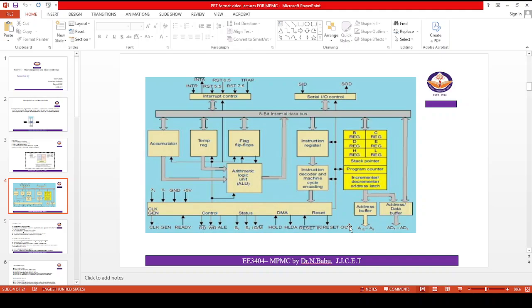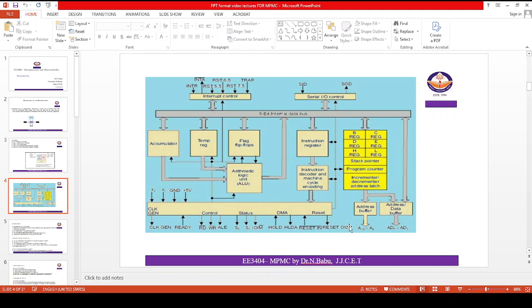It consists of various blocks. For example: accumulator, temporary register, flag register, ALU, instruction register, instruction decoder, general purpose register, stack pointer, program counter, incrementer, decrementer, address buffer, address data buffer, control unit, interrupt control unit, serial control unit. So many blocks are there. We will discuss them one by one.